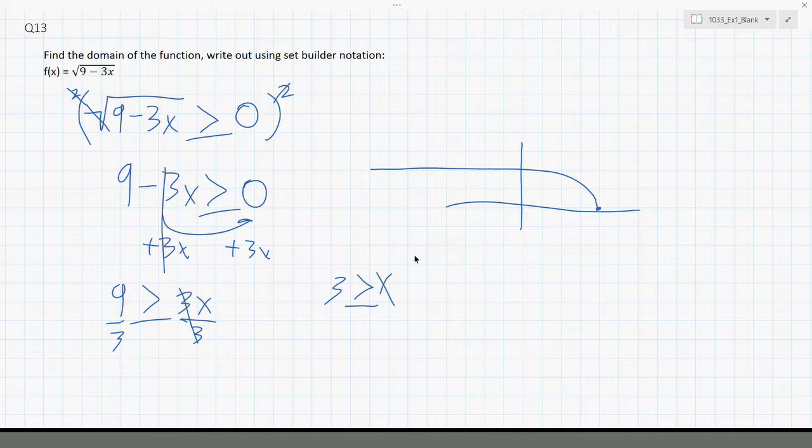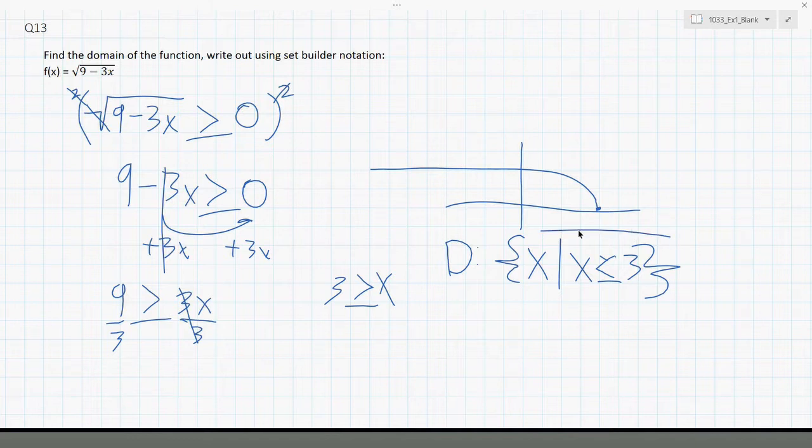So at this point, for set builder notation, we're still doing the domain, so we'll say D, and then we'll do our really pretty brackets. For all variables that are x, x must be less than or equal to 3. Pretty bracket on the end, because we're just announcing for the variable of x. And that's the set builder notation answer for this one.